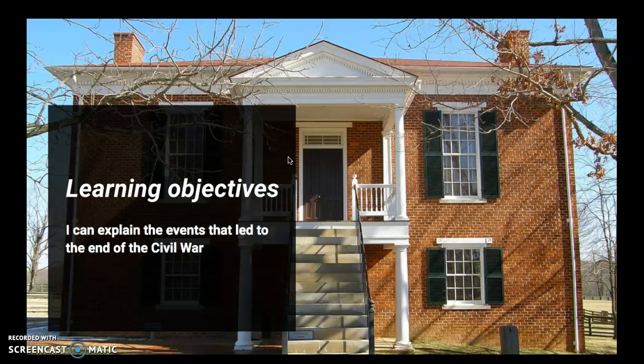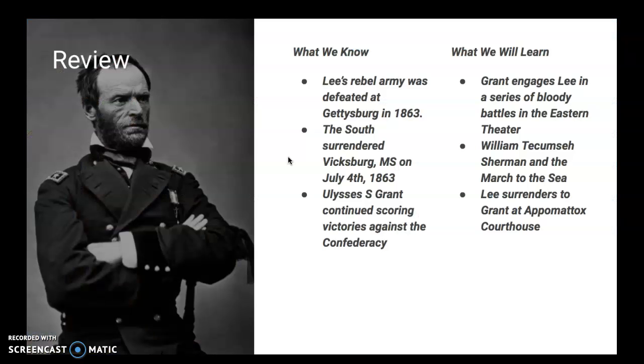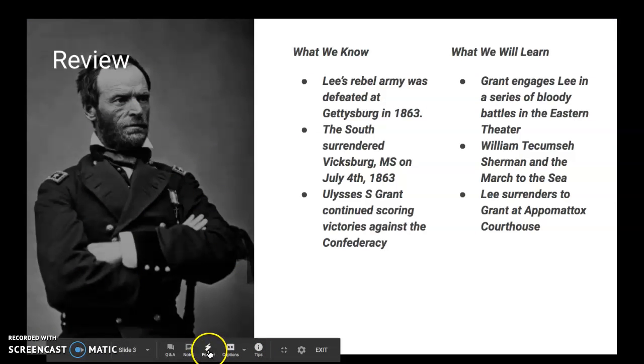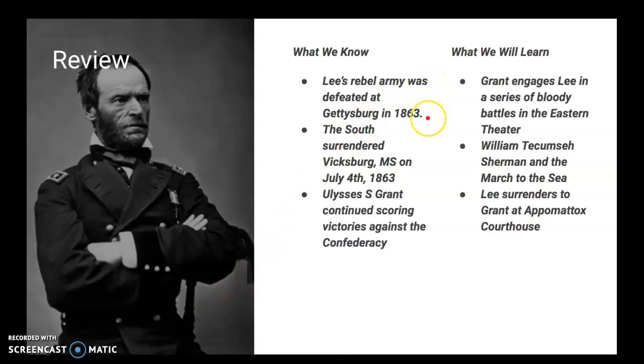Learning objective: today I can explain the events that led to the end of the Civil War. Let's do a little bit of review. To review from where we left off last week, Lee's rebel army was defeated at Gettysburg in 1863. The South surrendered Vicksburg, Mississippi on July 4th, 1863, the day after Lee surrendered at Gettysburg. And then Ulysses S. Grant continued scoring victories against the Confederacy out west.